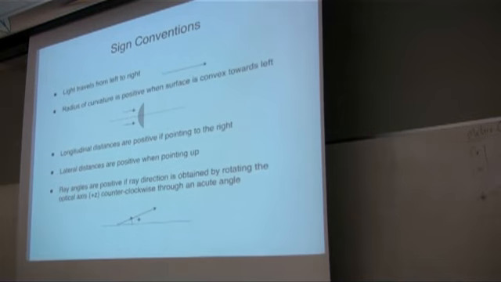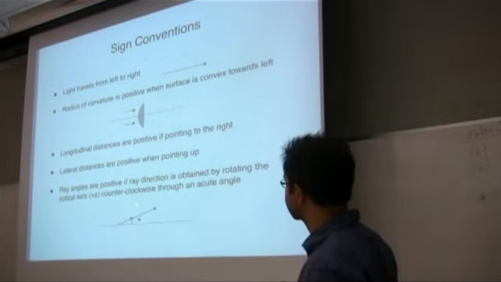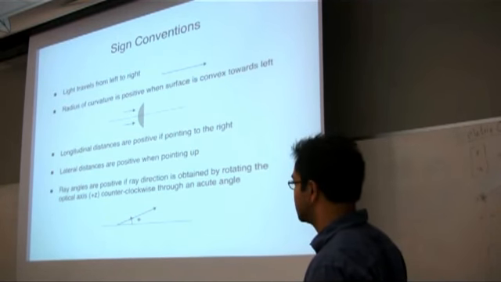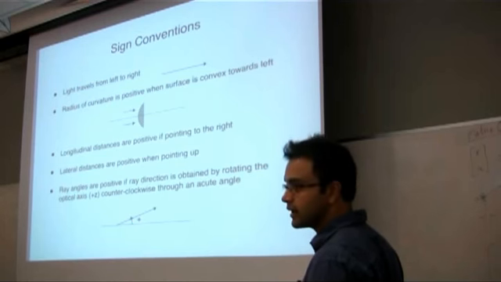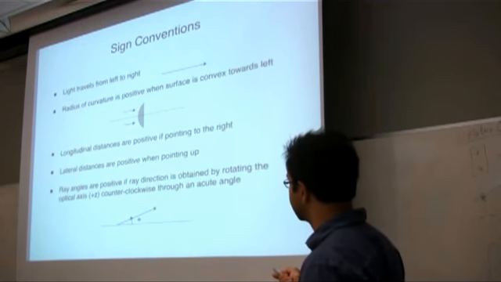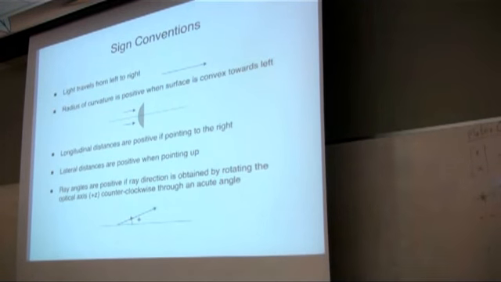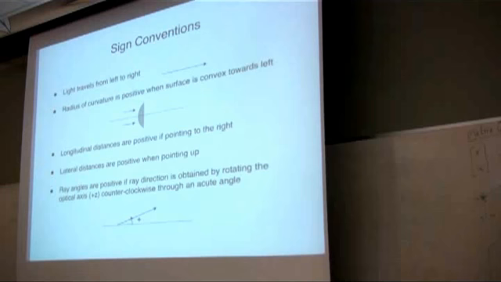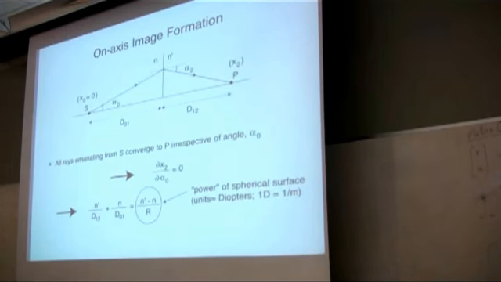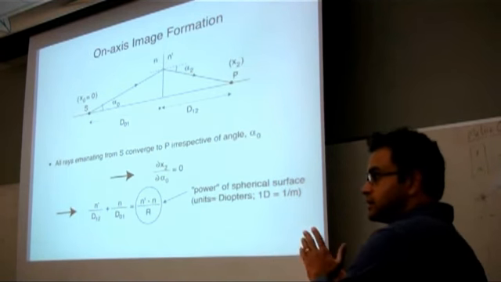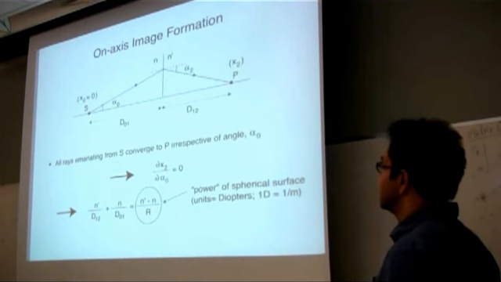And the last one is for the angle. Angles are measured in the counterclockwise direction from the optical axis, like that, through the acute angle. Obviously, if it's negative, that means it's pointing down, which is consistent with negative images as well. So, for instance, if the magnification of the lens is negative, that means the image is inverted, and we'll see that.